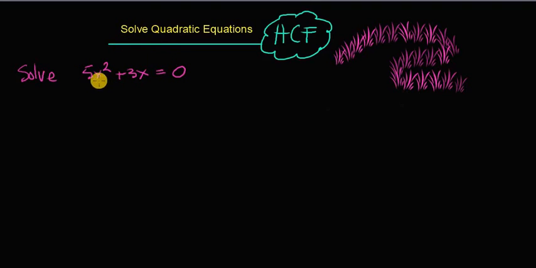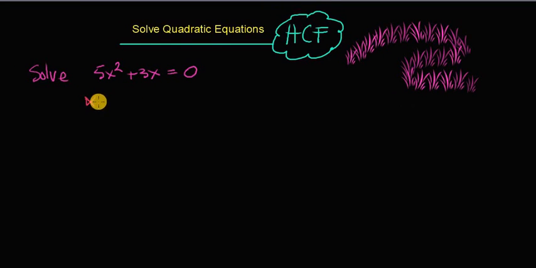Hello, this video is about solving quadratic equations of this form here. You'll always have an x squared, that's what makes it a quadratic, and it'll have an x as well. We're going to use the HCF technique to solve that. And what we do is we find the highest common factor of this. And you look at it and you see, well, the highest common factor seems to be x.